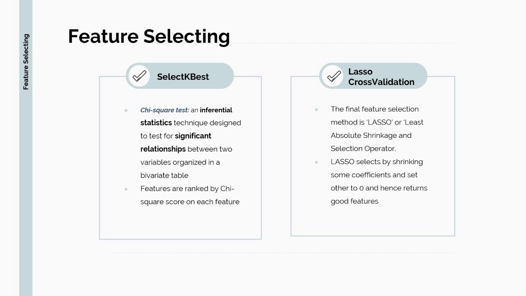The next feature selection method is lasso cross-validation. Lasso makes a linear model and selects the features by shrinking some coefficients and setting the other coefficients to 0, and finally returns the good features.